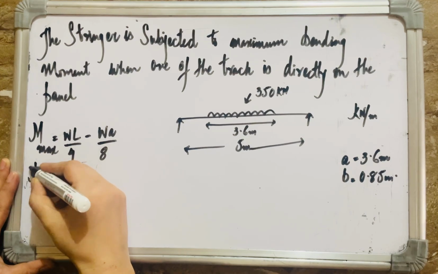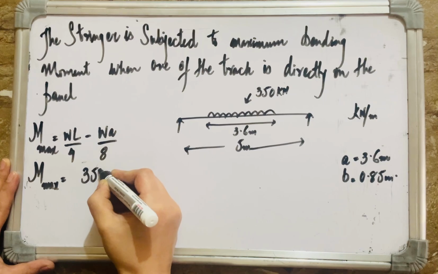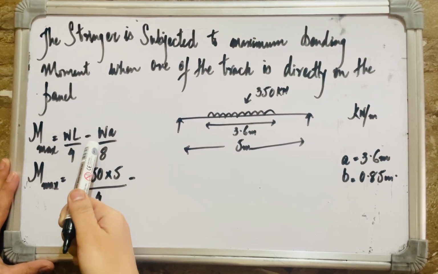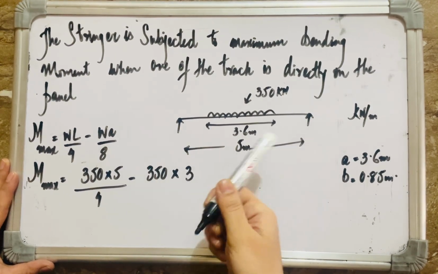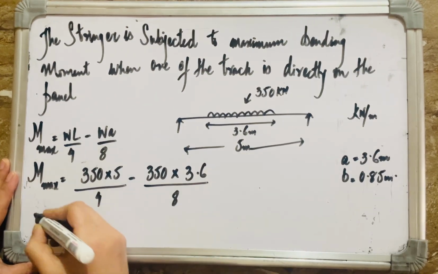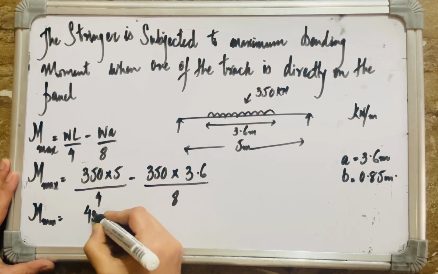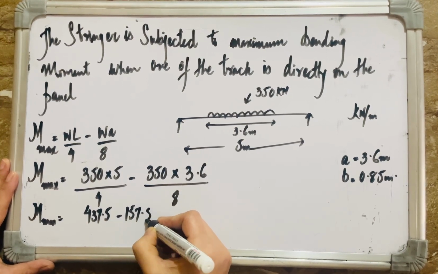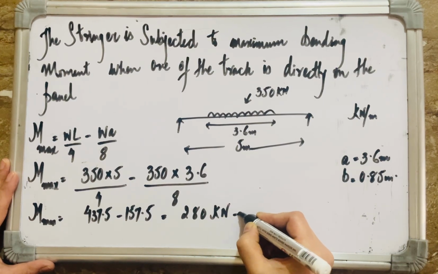So the maximum bending moment will be given by: W is 350, the length is 5, divided by 4, minus W, 350, times A, which is 3.6, divided by 8. By calculation, my maximum bending moment is equal to 437.5 minus 157.5, and that is equal to 280 kilonewton meters.